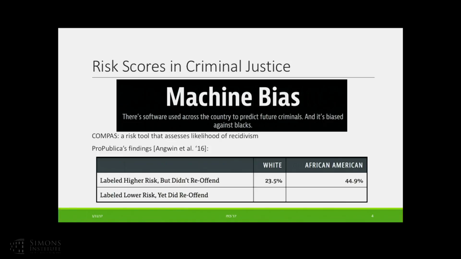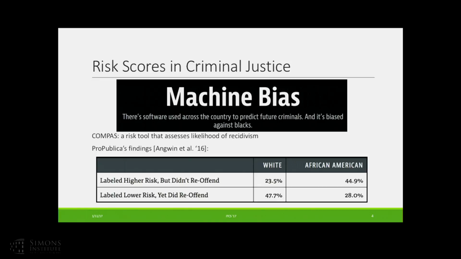And if we look at the other table, for people who did go on to commit crimes in the future, what's the discrepancy between predictions for white and black defendants? A similar trend exists, just in the opposite direction. So this seems wrong. Something is off here. And so the question is, what's going on?